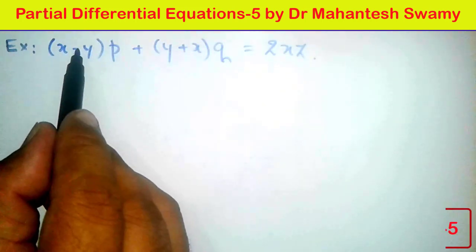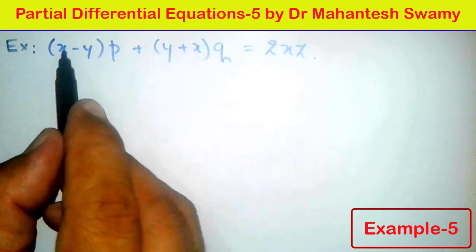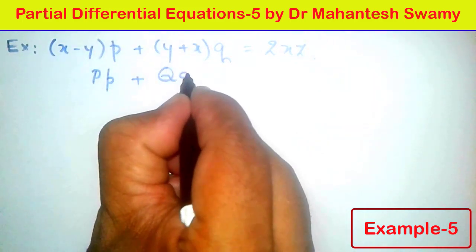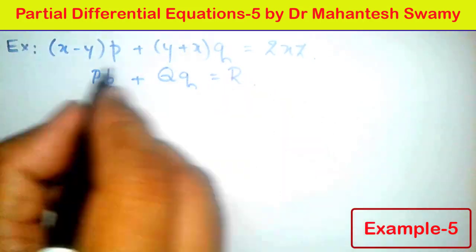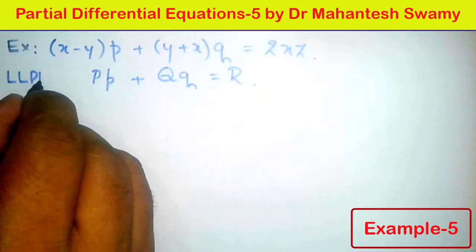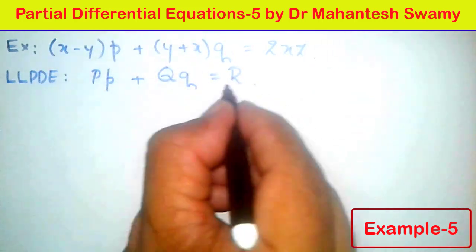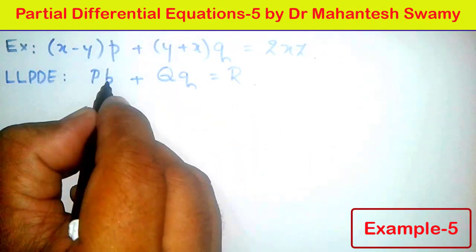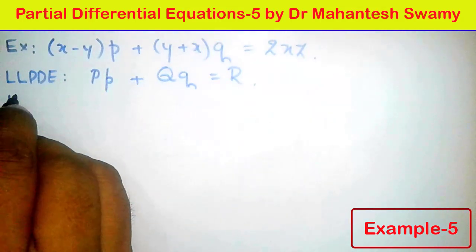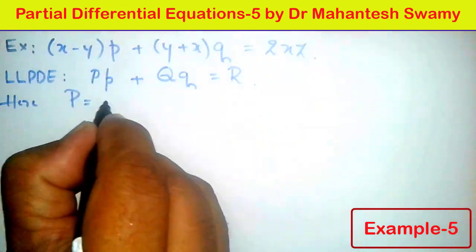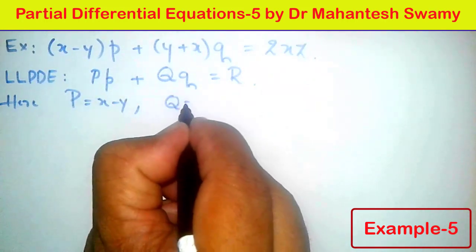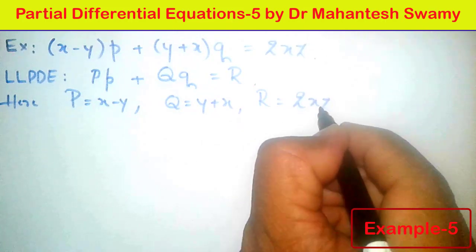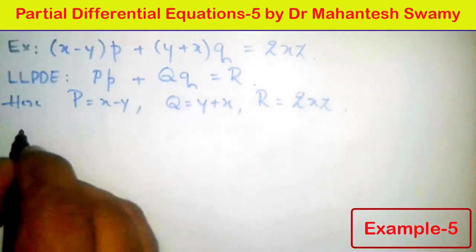In this problem, it is asked to solve the PDE, capital P with small p here plus capital Q with the small q here, that is equal to R on RHS. So it is what? It is Lagrange linear partial differential equation. So Lagrange linear partial differential equation standard format is here, and in the given problem we are having capital P, the coefficient of small p, as x minus y. So here capital P value is x minus y, capital Q value is y plus x, capital R value is 2 into xz. So after having these things, let us write down the auxiliary equations.